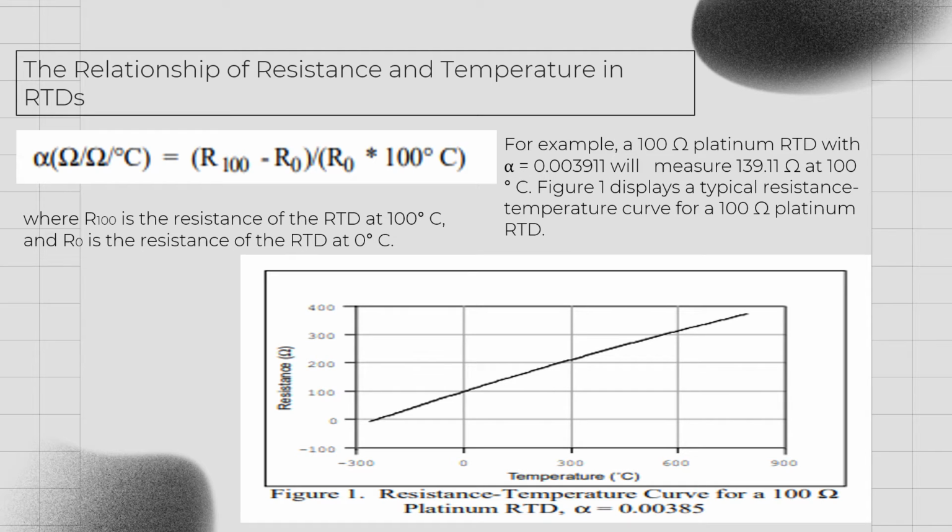Figure 1 displays a typical resistance temperature curve for 100 ohm platinum RTDs, and this is the graphic. The resistance against the temperature is relatively linear.